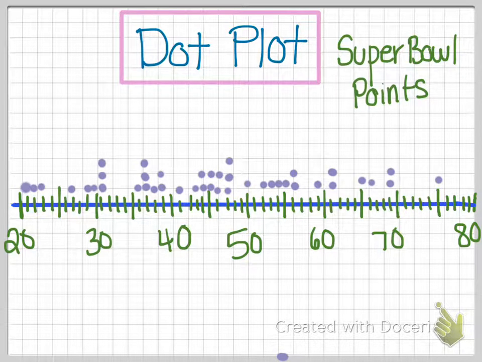So this is how you create a dot plot. It measures the frequency, but at each individual number, and in this case, each number represents the total of points scored at a Super Bowl.